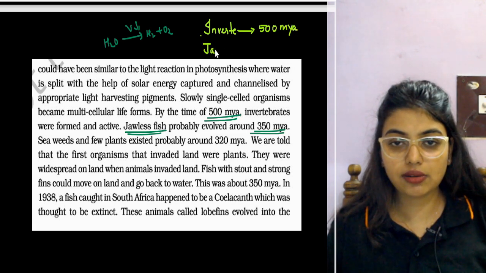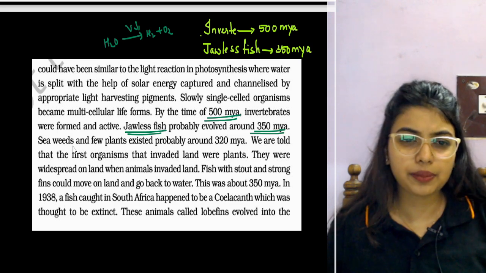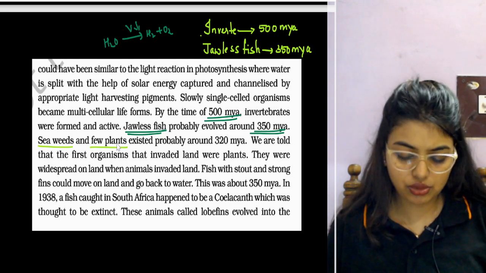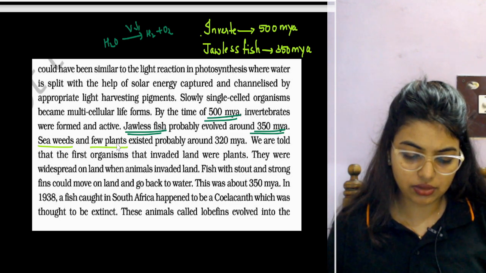Jawless fishes. It's going to be 350. Seaweeds and few plants existed probably around 320 million years ago.